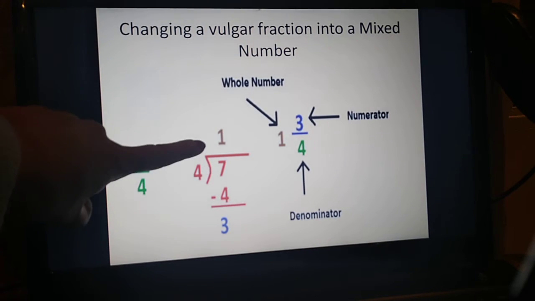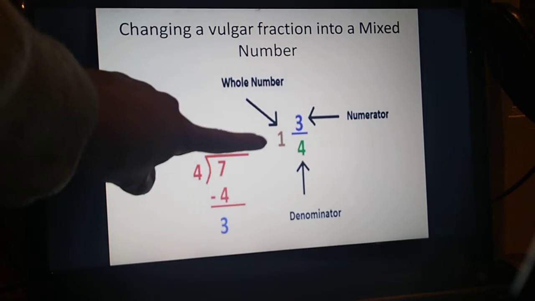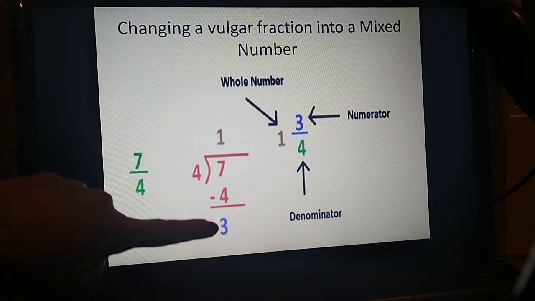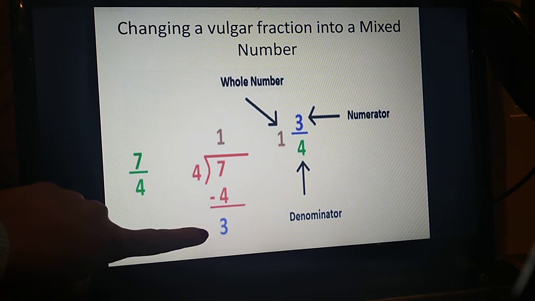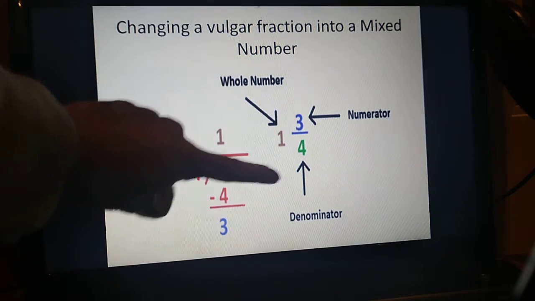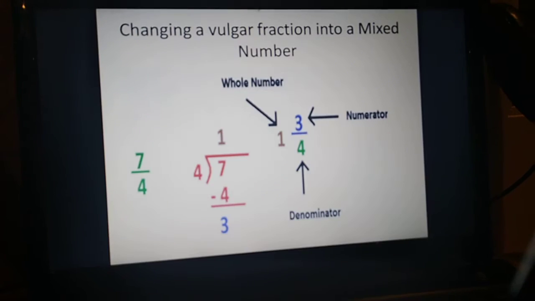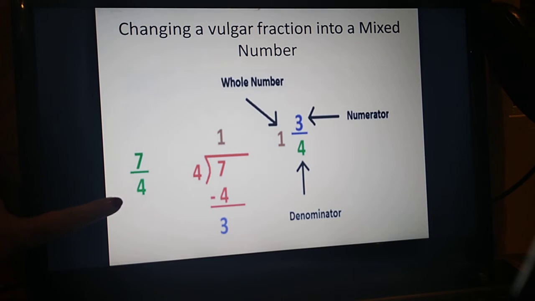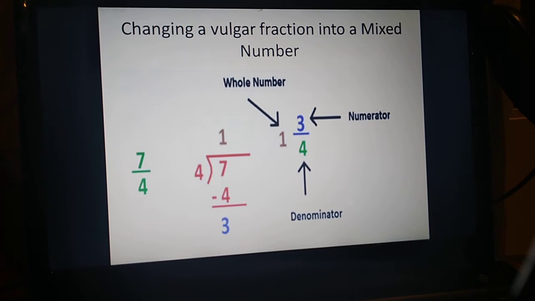The answer on top, 1, is actually the whole number, of course. Now, the remainder is the numerator. So it is 1 and 3 divided by something. The denominator never changes. So the denominator was 4 in the beginning. It's going to stay 4 in the end. So the final answer is 1 and 3 out of 4.